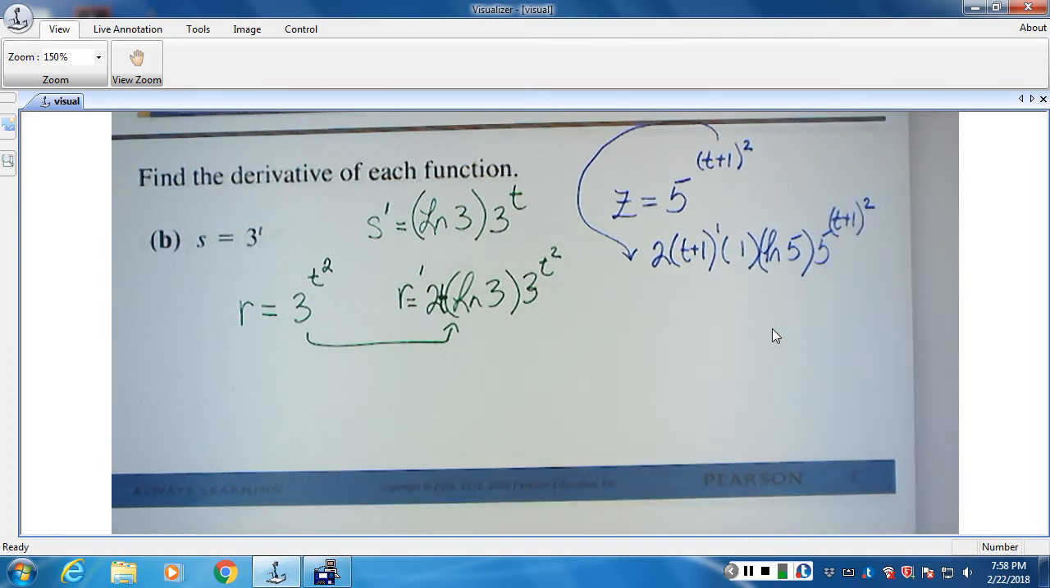Now, there's a lot more there than what you actually had to write down, because I didn't have to write down that second 1. You know that the derivative of t plus 1 is 1, but it didn't change anything. So that is the derivative. It's there.